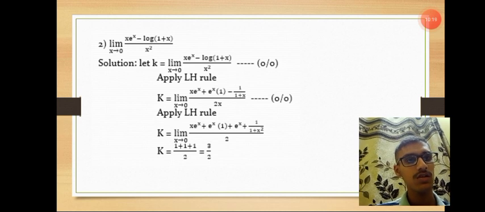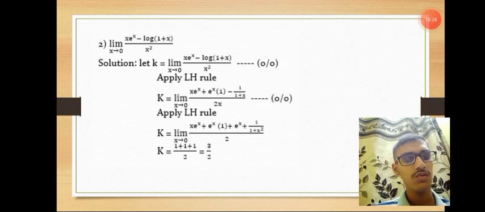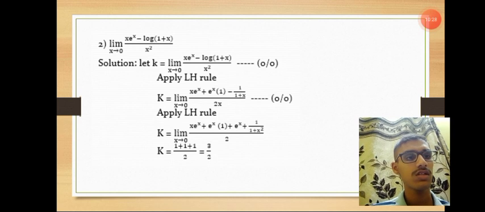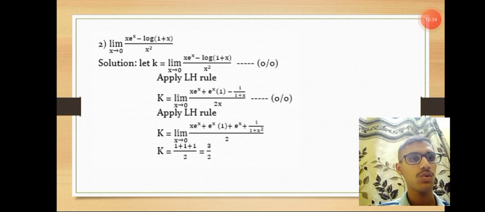differentiation of x square. Again it is of the form of 0 by 0 after applying the limits. So we again apply L'Hospital rule. Then we get k value as 3 divided by 2. You can see the steps in the slide.